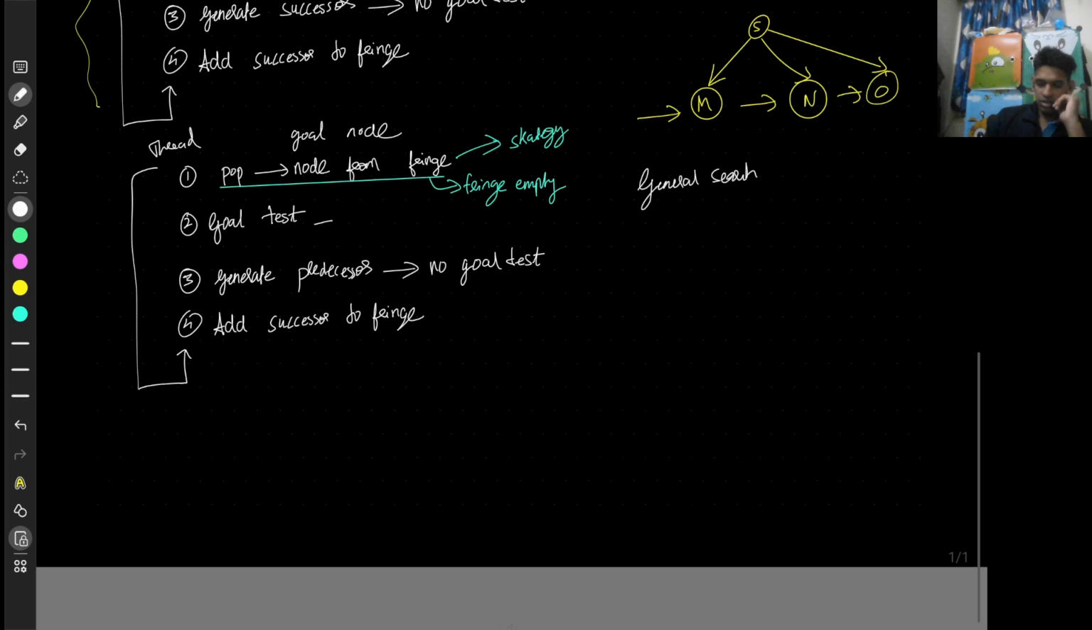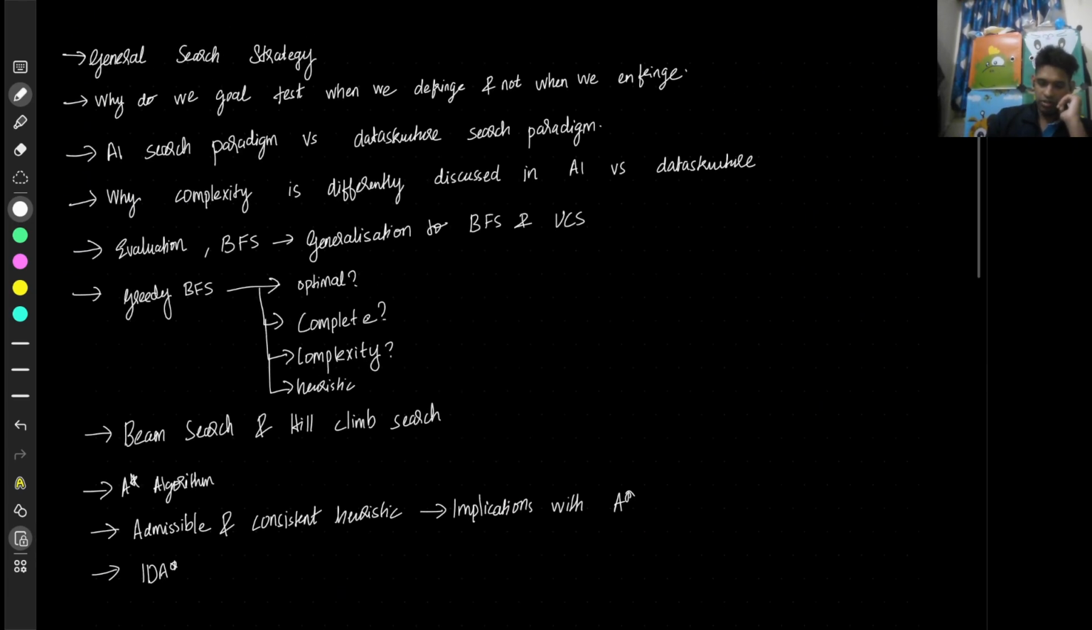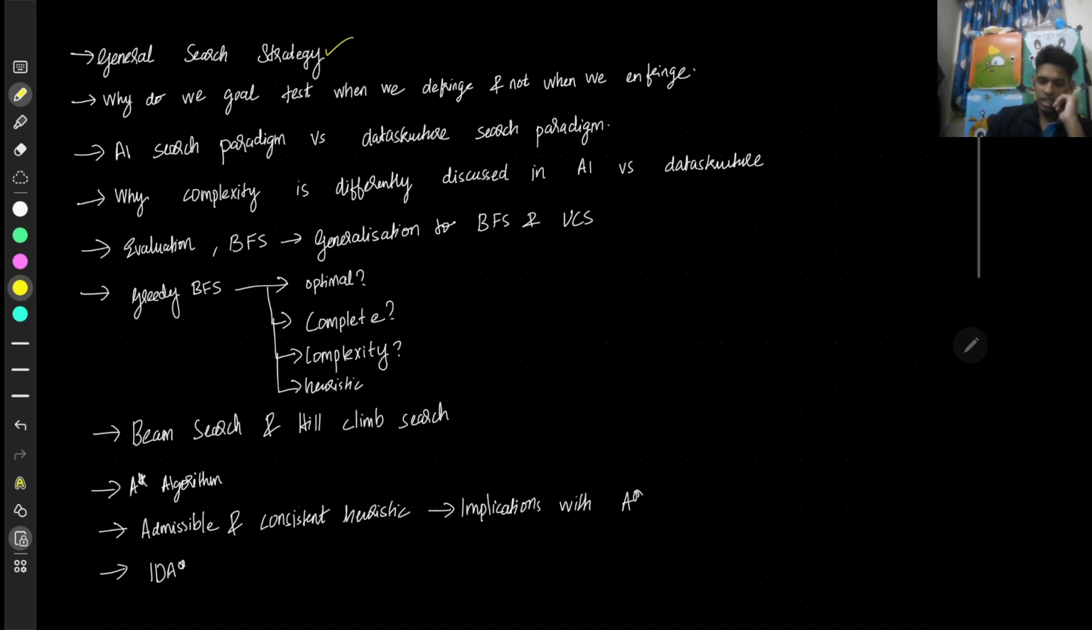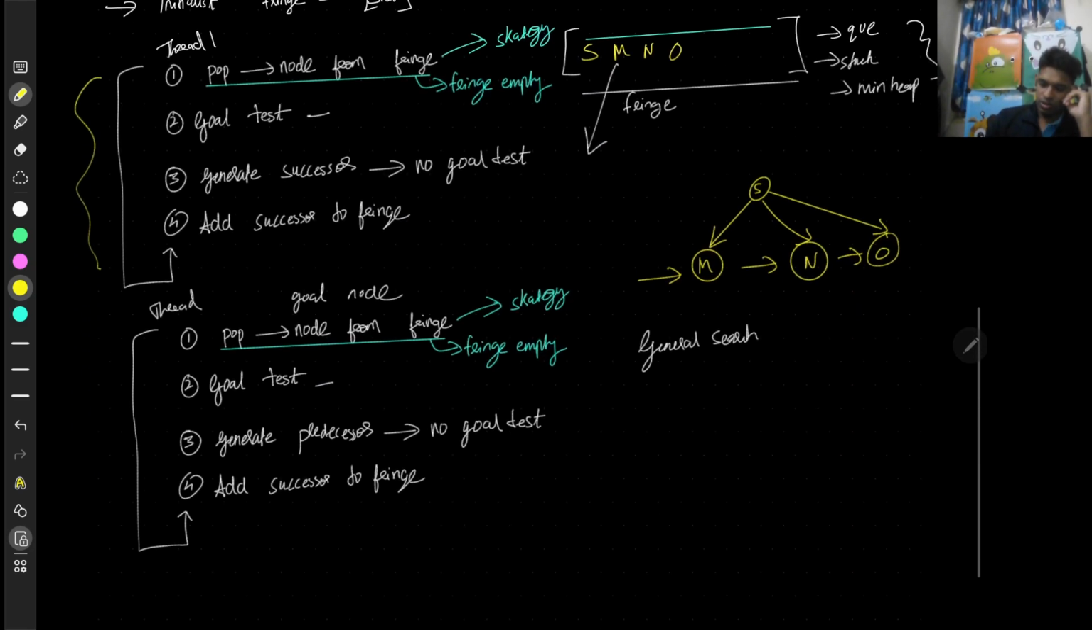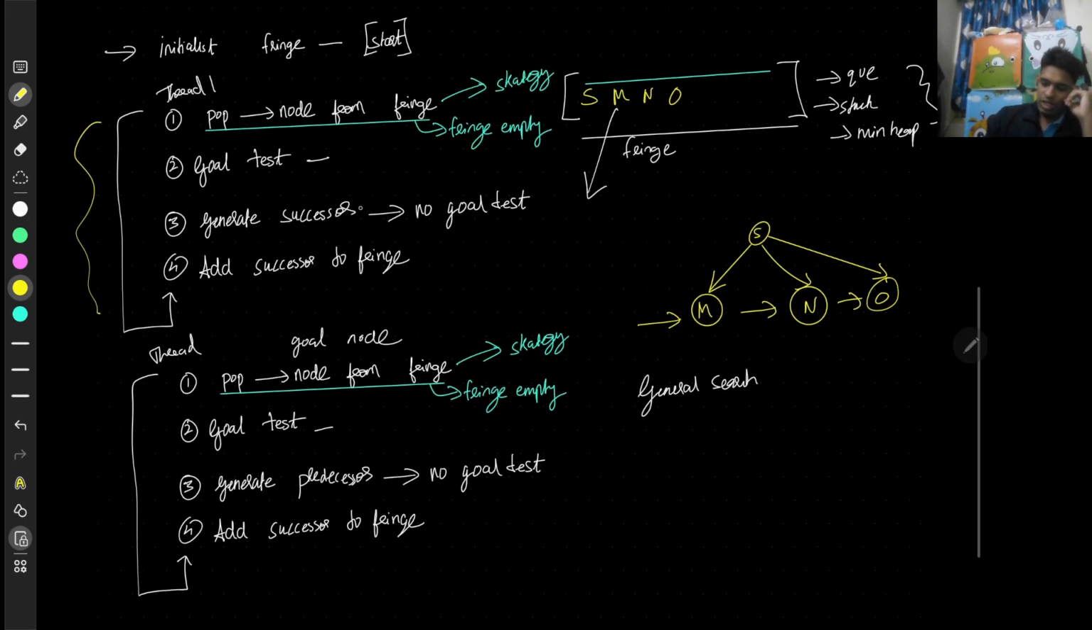Okay, so that is the first thing I wanted to recap. The second thing is: why do we goal test when we dequeue from the fringe? In this general algorithm, we are already generating the successors. Think of the starting point: we start with the root node and test whether it is a goal. It is not the goal, so we generate the children of the root, the level one children.